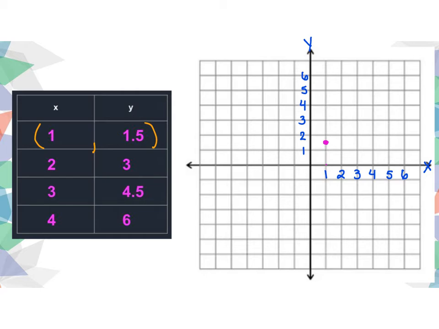My second ordered pair is 2, 3. So I will move 2 spaces to the right from my point of origin on the x-axis, and then I will go up 3 spaces on the y-axis to plot my point.